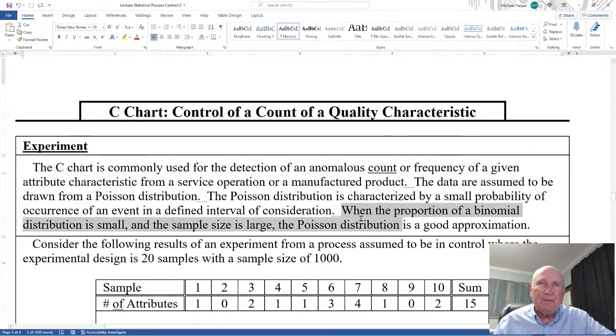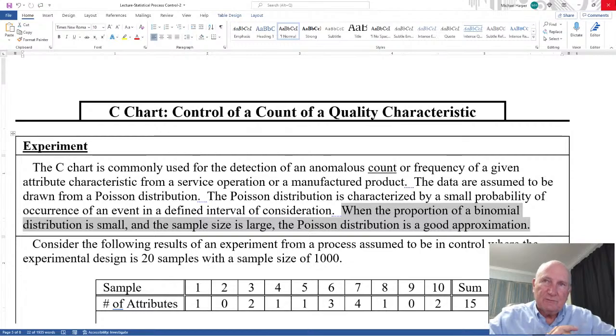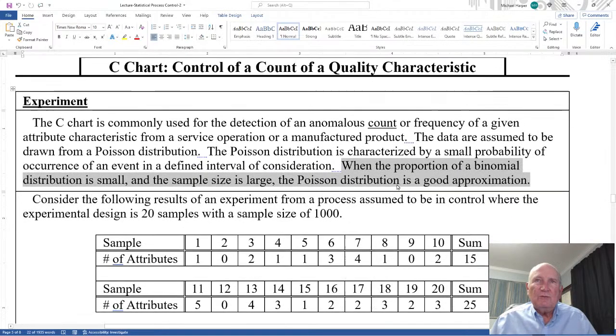When the proportion of a binomial distribution is small and the sample size is large enough, the Poisson distribution is a good approximation. And let me just mention here briefly, in passing, that in mathematics and mathematical statistics, you can take a binomial distribution and in the limit where the proportion p goes to 0, the sample size goes to infinity, then the binomial distribution will asymptotically approach a Poisson distribution. But that's in mathematical statistics. Okay, so that's when we're using it.